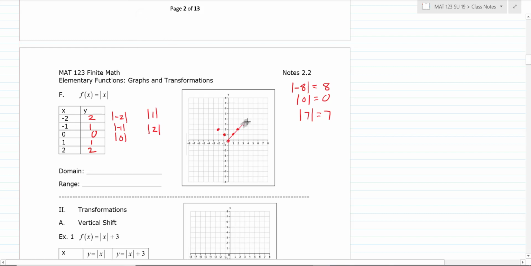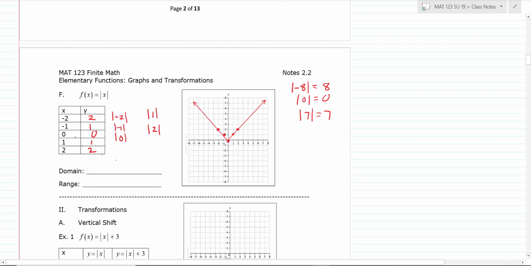kind of like a V shape. So it goes like that. You want to make sure you have that double arrow. That's important. If you don't have the double arrow, you're telling me that the graph stops. The graph doesn't stop. It goes on forever in both directions. That's why you want to put the double arrow on that.